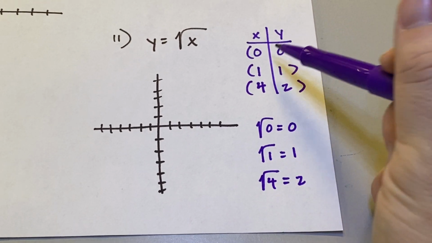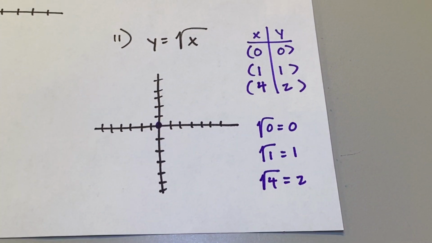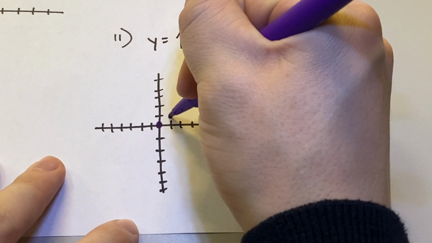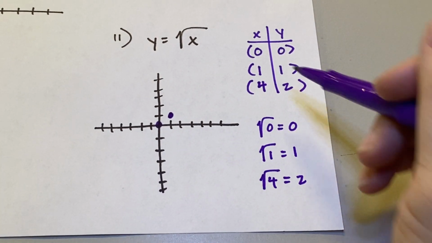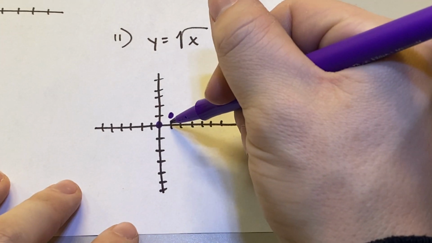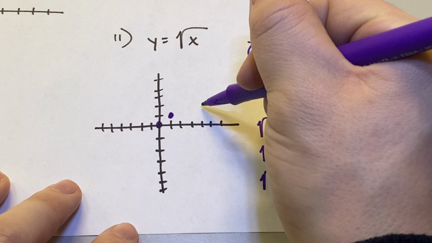Okay, so let's go ahead and put these coordinate points on our graph. 0, 0. We know where that is. We know where 1, 1 is. Up 1, over 1. Okay, but then our next point is 4, comma 2. So find 4 on your x. 1, 2, 3, 4. And then go up 2. 1, 2.